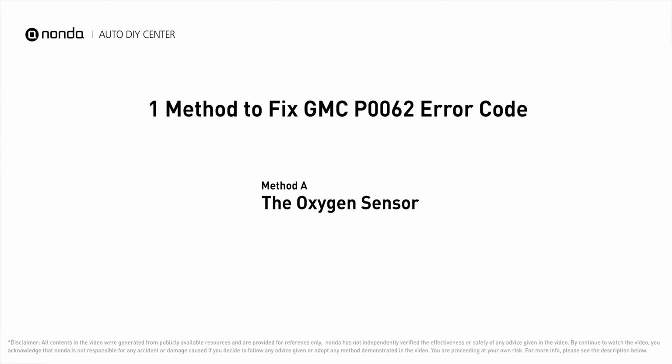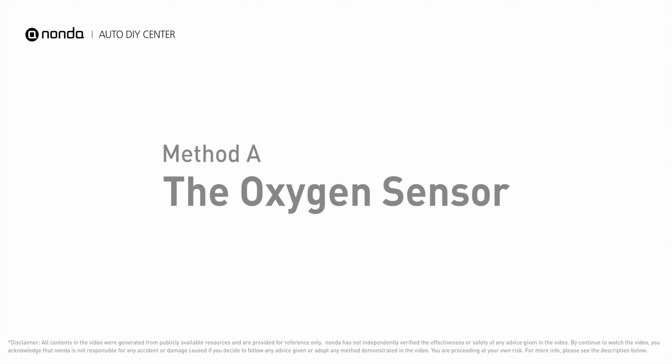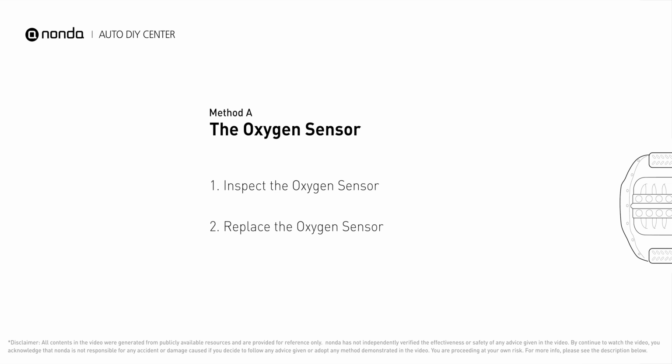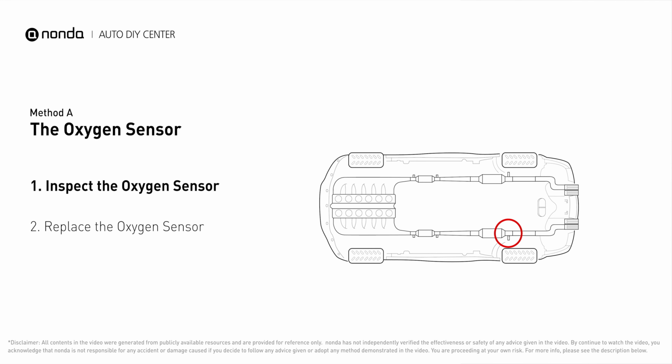Here is one of the most practical solutions to fix GMC's P0062 error code. Method A, the oxygen sensor. This oxygen sensor is located right after the catalytic converter. Bank 2 is on the side with the cylinder number 2. Sensor number 3 is downstream of the last catalyst in the exhaust system.